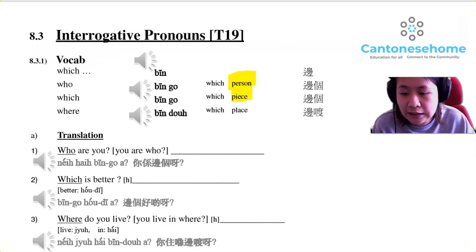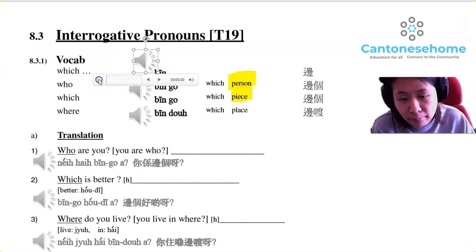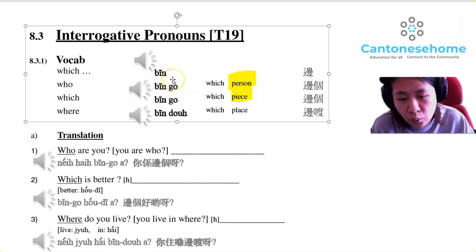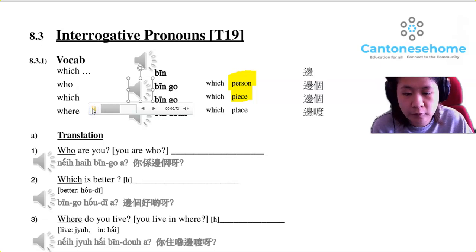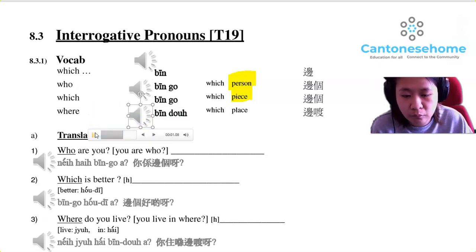Okay, so next slide. All right, so we learn more. 邊 is a really useful question word. 邊個 is who. 邊個 is which. The first one is for a person, the second one is for things. They are both 邊個. And then 邊度 is the place, where, which place. Let's hear it. 邊個? 邊度?